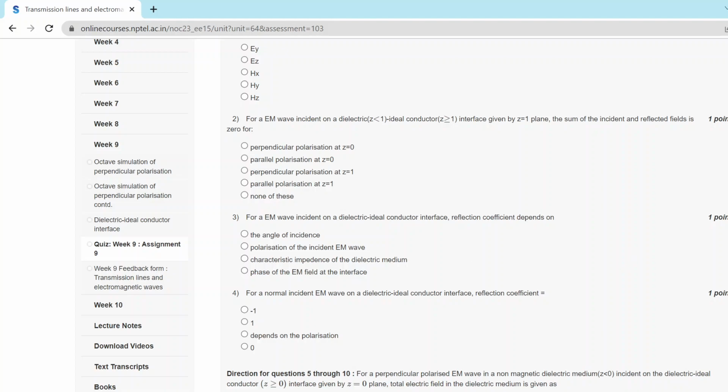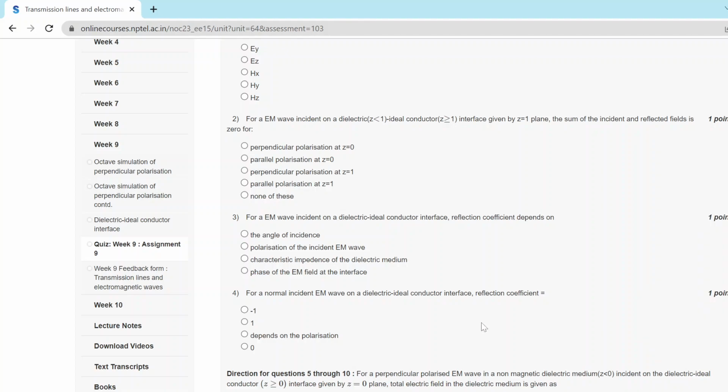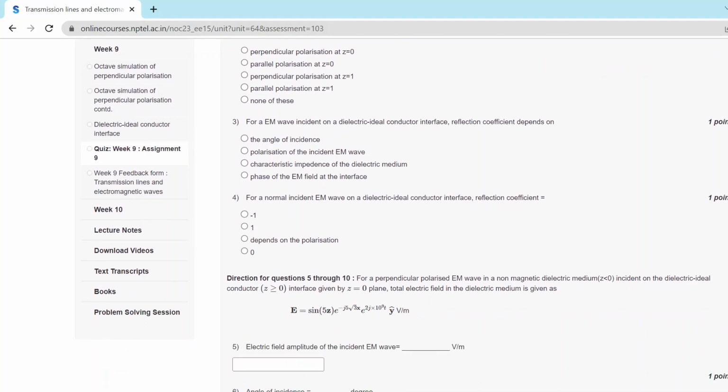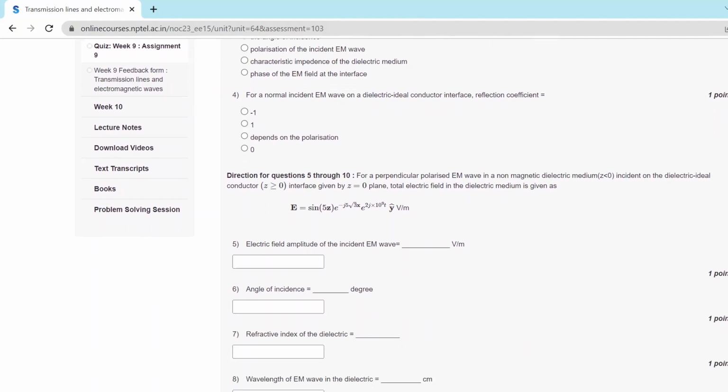Okay. Coming to the fourth question. What is the fourth question? Again, for a normally incident EM wave on a dielectric ideal conductor interface, what is the reflection coefficient? Okay, very easy question. So just look at what is being asked. There is a normal incidence and it is a dielectric ideal conductor interface.